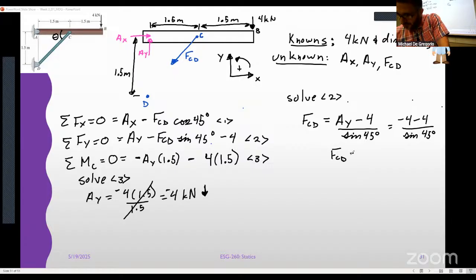which allows us to see that FCD is negative 11.3 kilonewtons, and that is this way, or as I believe as Tyler had said just a moment ago, it is actually in compression. It's not in tension. That's interesting. Why is that? It's not super important right now. It will be tomorrow, but it's not right now.